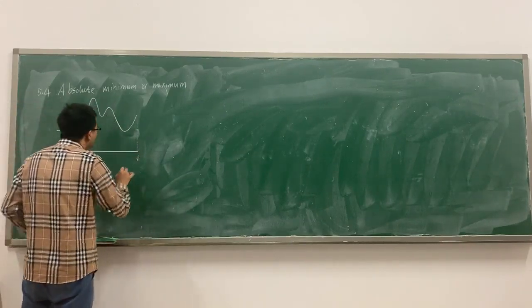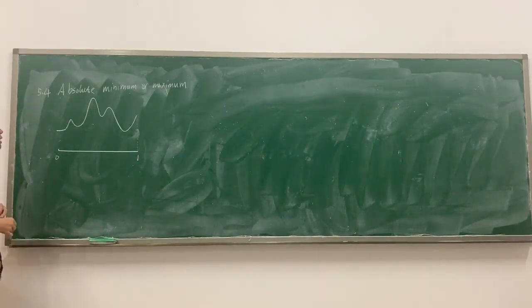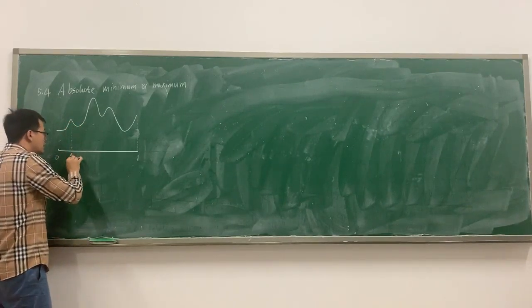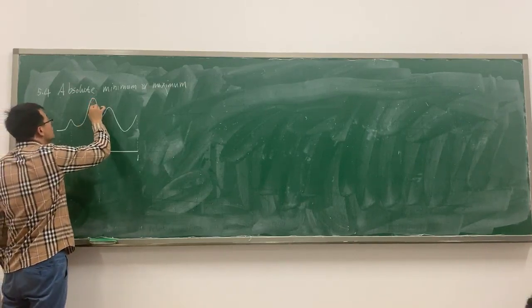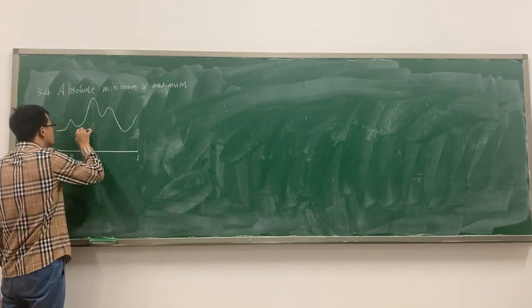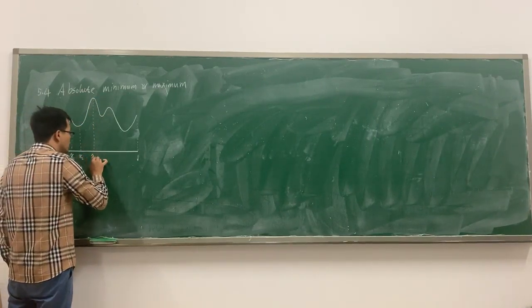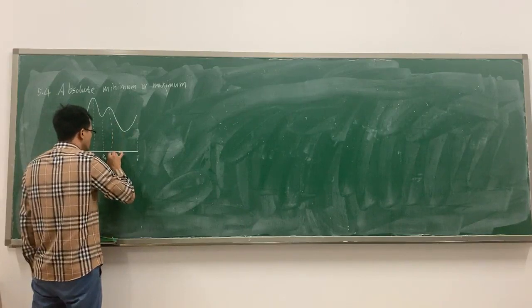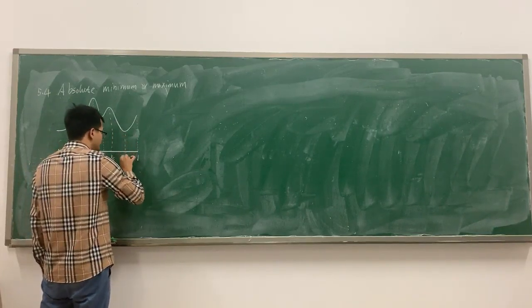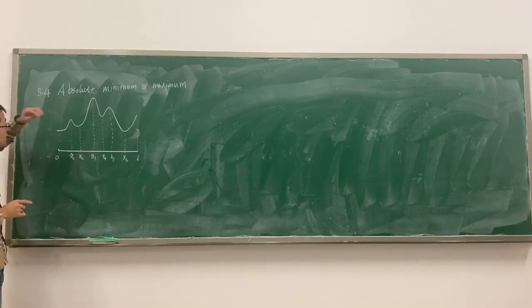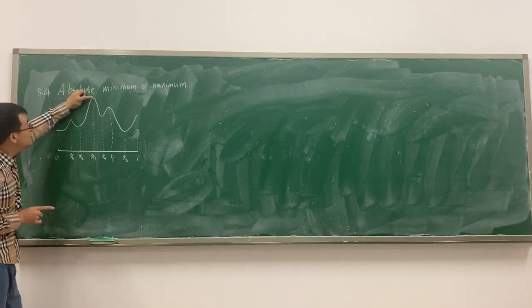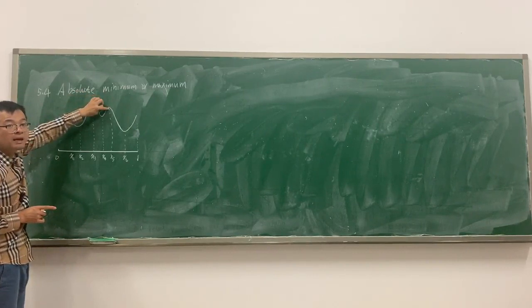Now let's see, this is a graph of a function. Here we can see this point, for example, here is x1, this point is x2, here is x3, here is x4, here is x5, here is x6. Now we can see this point actually is a relative maximum. And this point is also a relative maximum. This point is also a relative maximum.